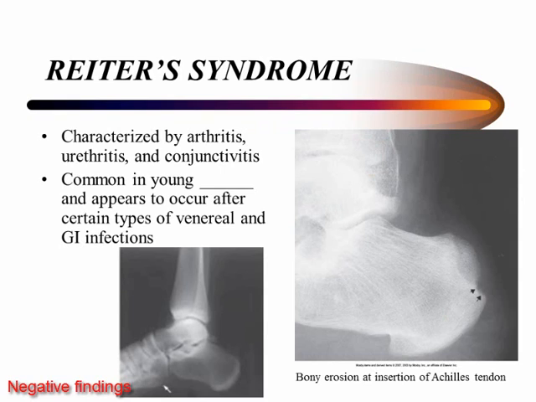Reiter's syndrome, which is a reactive arthritis, is characterized by arthritis, urethritis, and conjunctivitis. It primarily affects young adult males and appears to occur after certain types of venereal or gastrointestinal infections. Reiter's syndrome most frequently involves the sacroiliac joints, the heel, and the toes. We can see striking bony erosion and insertion of the Achilles tendon on the posterior-superior margin of the calcaneus.